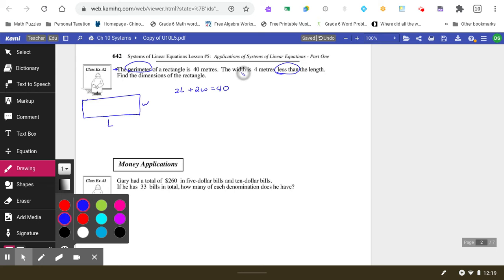Step number 1, get your letters, then start creating your equations. The second sentence says the width equals 4 meters less than. Now, when it says less than, we want to take away 4 from the length. So make sure you're careful about that. All right, good. Let's do substitution again. So we're going to substitute this stuff in over here where there's a W. So 2L plus 2, boom, there it is. Solve it.